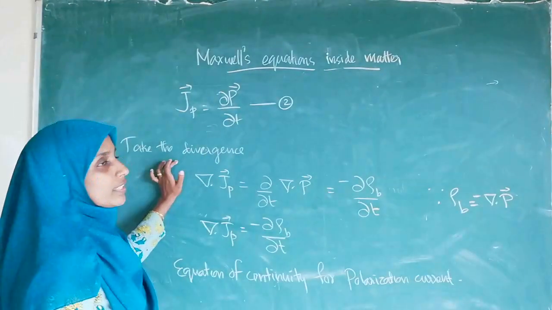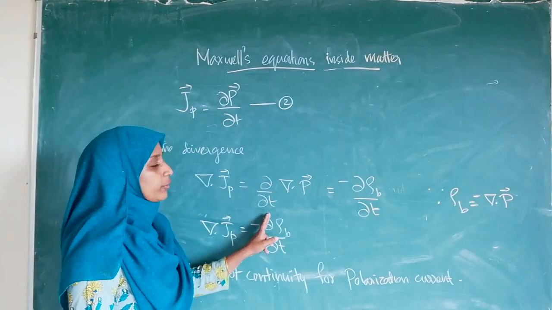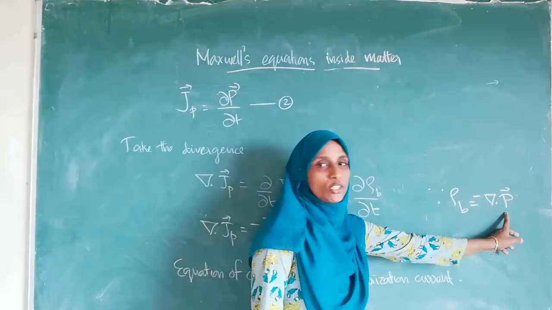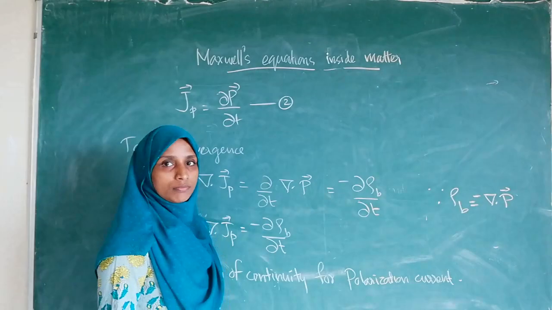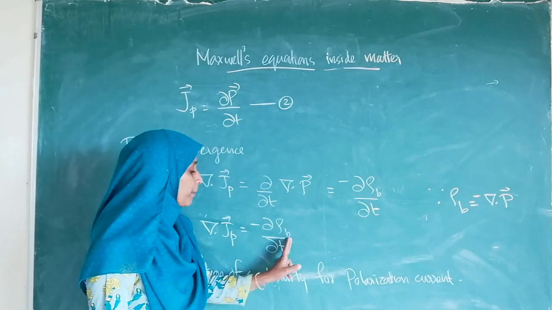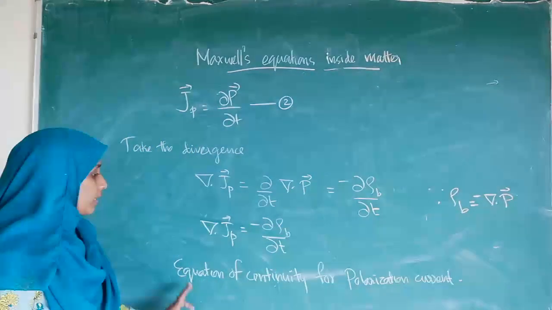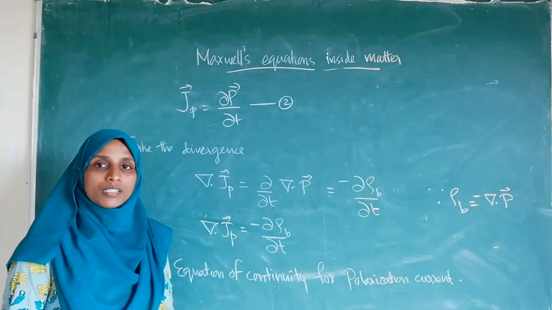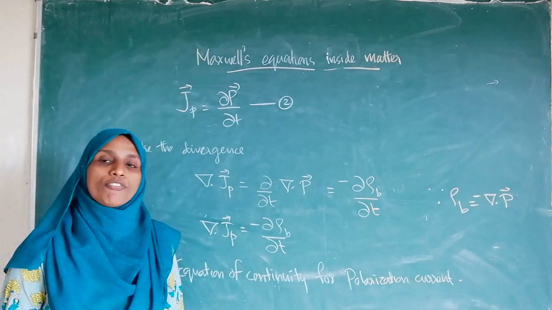Then taking the divergence on both sides, del dot Jp is equal to dou by dou t of del dot P. As we know, rho B is equal to minus del dot P. I am going to substitute here minus dou rho B by dou t. So that is del dot Jp is equal to minus dou rho B by dou t, where rho B is the volume bound charge. This is the equation of continuity for the polarization current. So Jp is essential to explain the conservation of bound charges.